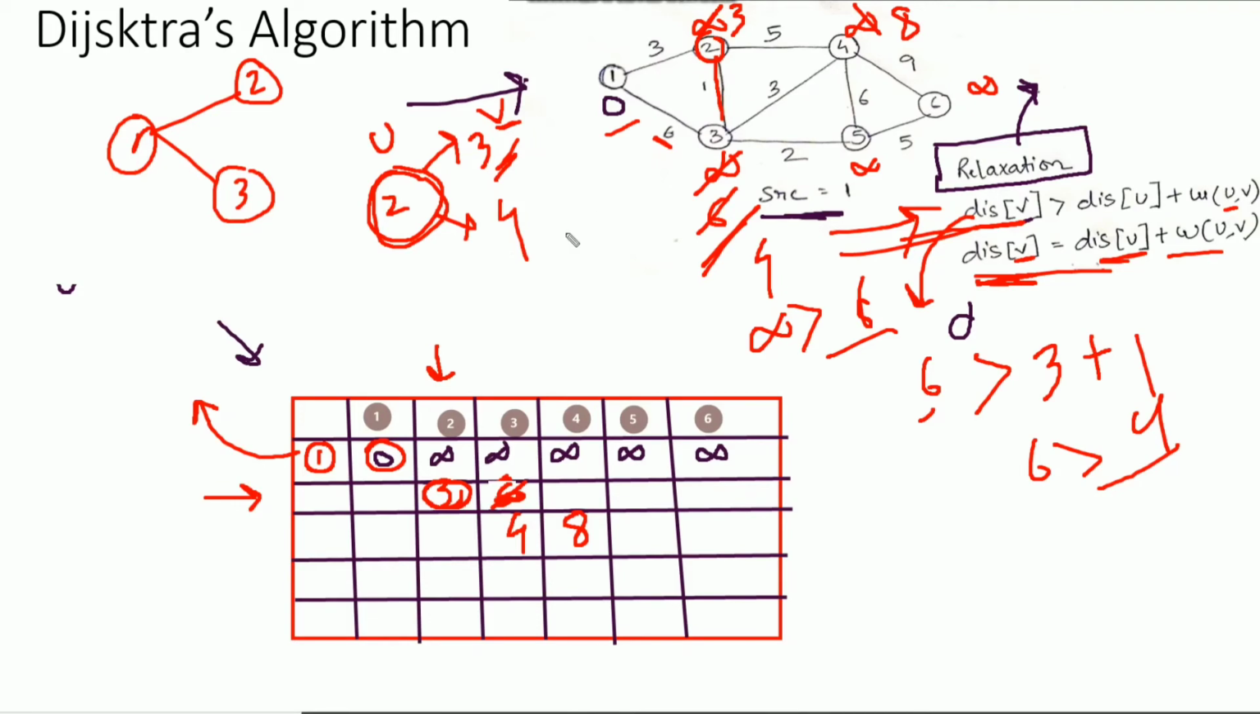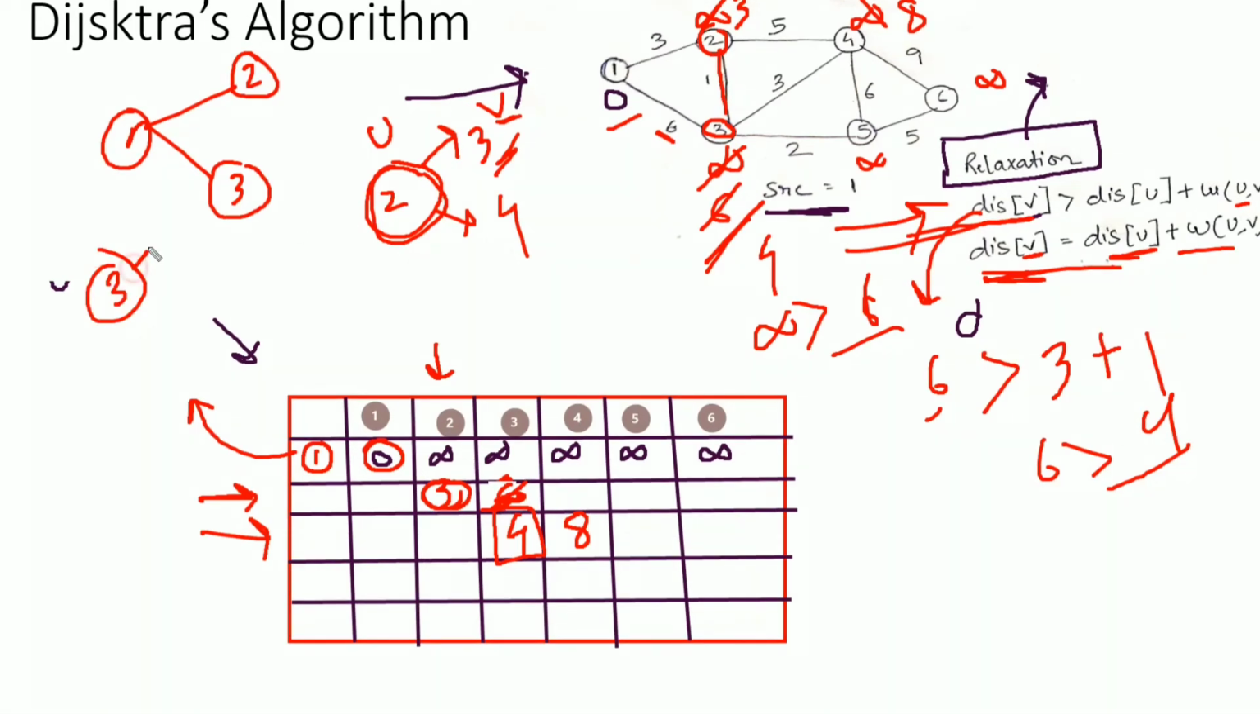Next, I'll move to the next row and search for the vertex having the minimum value. That is vertex 3, which has the minimum value, 4. So I will iterate the adjacent vertices of vertex 3. Its adjacent vertices are vertex 2 and vertex 1, which I've already included in my shortest path set.